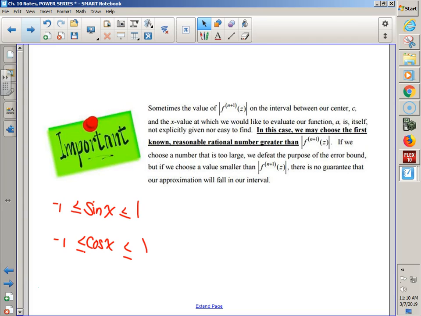So what they're saying is, you don't want to go too big, but you also don't want to go too small. So if you don't know exactly what the decimal value of an awkward n plus first maximized derivative on the interval is, do your best. Keep it reasonable, which is really awkward.